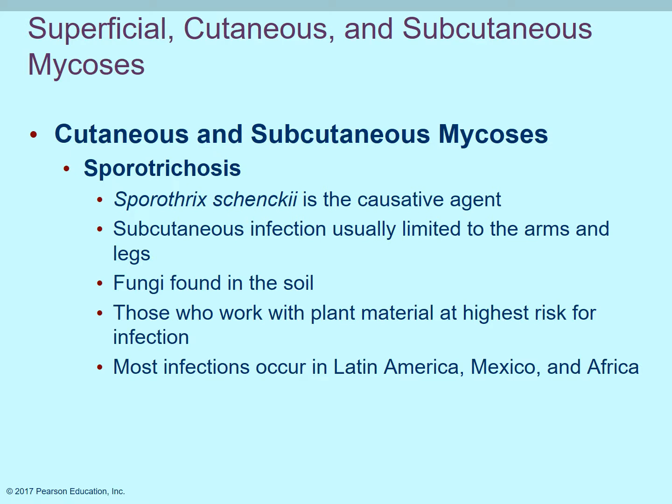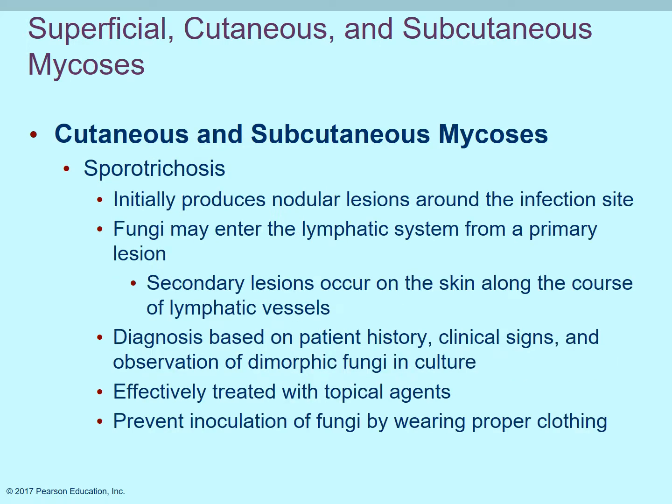Sporothrix is the causative agent for sporotrichosis. Once again, another fungus that's found in the soil. So people working with plant materials can be at higher risk and can get a subcutaneous infection, typically along the arms. Usually you get these little nodules formed. Then it can enter into the lymphatic system from the primary lesion, and then secondary lesions occur in the skin. You can follow along where the lymphatic vessel is, where you then get these secondary lesions.